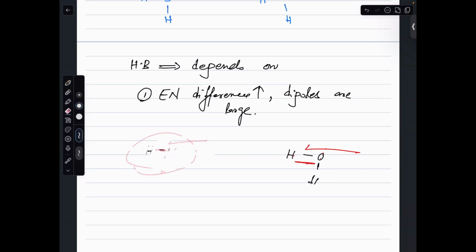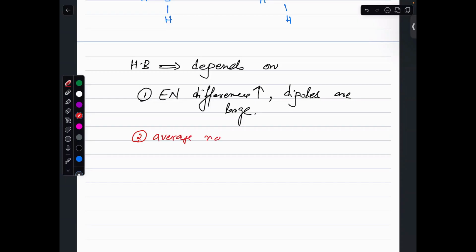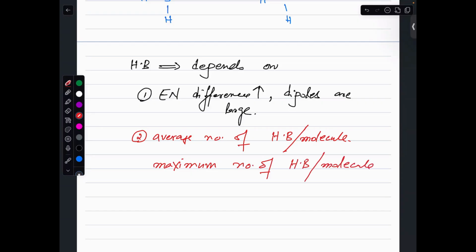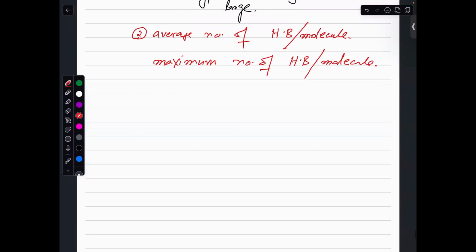Now, the next difference, I'm going to make it more clear. Give me a little bit of time. Listen. One difference is the electronegativity difference. What is the next difference? The next difference is the average number of hydrogen bonds per molecule and the maximum number of hydrogen bonds per molecule. A very important point. Listen.